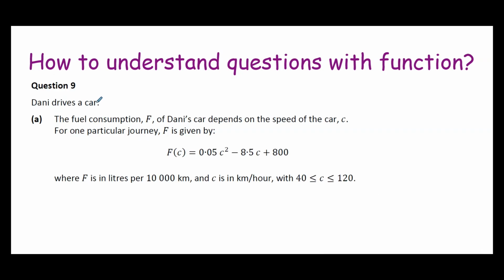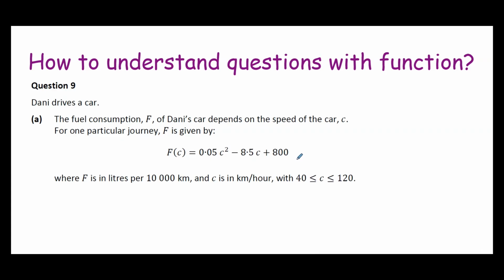Danny drives a car. The fuel consumption F of Danny's car depends on the speed of the car C. For one particular journey, F is given by an equation of a function, where F is in liters per 10,000 kilometers and C is in kilometers per hour, with C being between the values 40 and 120. Okay, it's a function question.